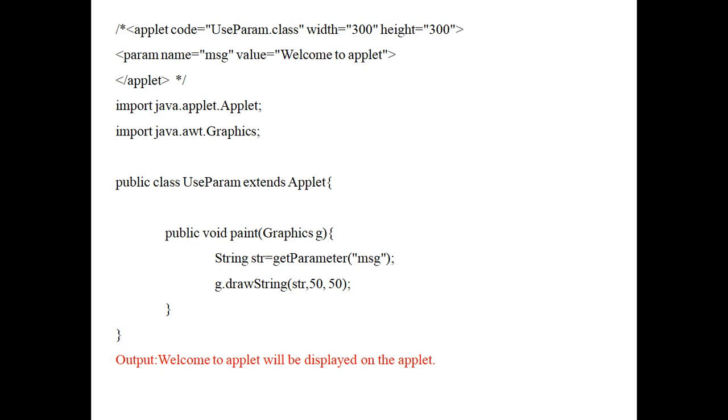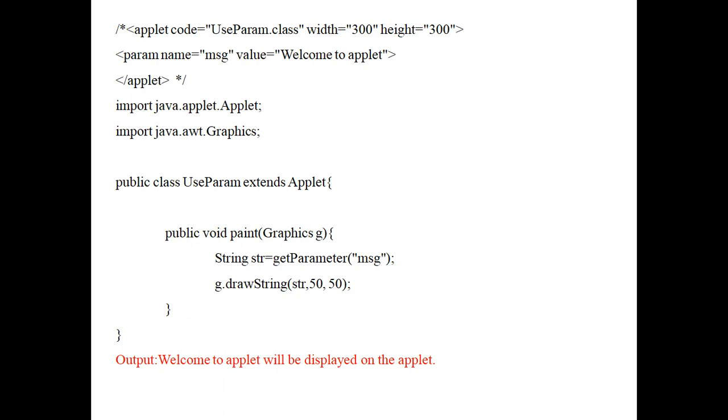So in the param tag, I will define two attributes. Name is equal to MSG. It's just a variable for that parameter. Value is equal to welcome to applet. This means that whenever you try to access MSG, the value will be welcome to applet. So you define the param tag and then you close the applet tag. If you want, you can close the param tag also. Then I have commented the entire HTML code using /* */.